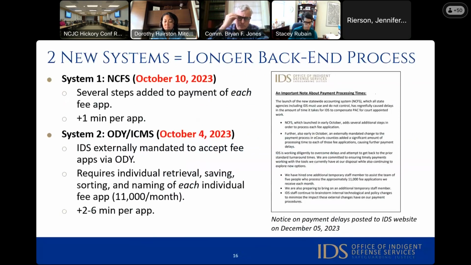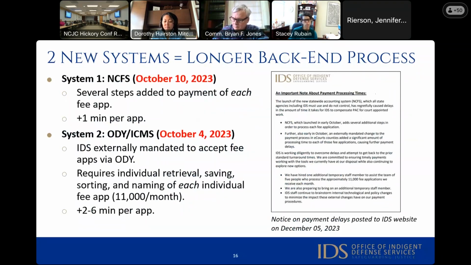The extraordinary payment delays that we are experiencing on the backside since October were explained in a memo that was posted to our website on December 5. There are two causes. In early October, the state of North Carolina implemented a new accounting system. It's NCFS. This system added several steps to the payment of each individual fee app and requires, on average, an additional 1 minute per fee app. That's approximately 11,000 minutes per month.